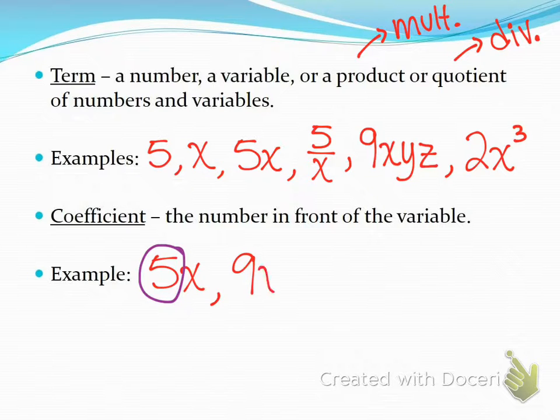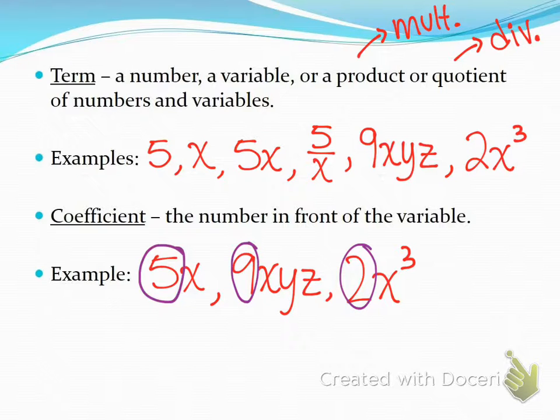When we had 9xyz, what was the coefficient? 9. When we had 2x cubed, what was the coefficient? 2. Okay. Let's switch it up a little bit. What about the coefficient for x? 1. Good. So remember there is a 1 that exists in front of that x. If you want to draw it with a dashed line because we don't always see it, 1 would be the coefficient on x.